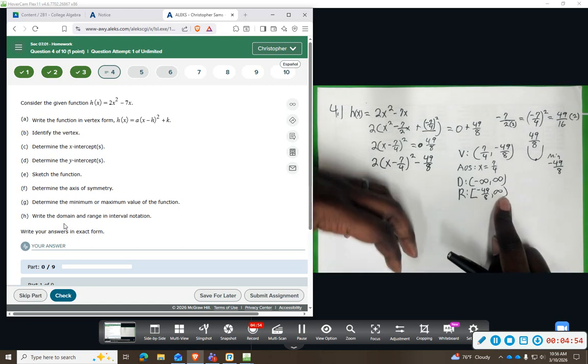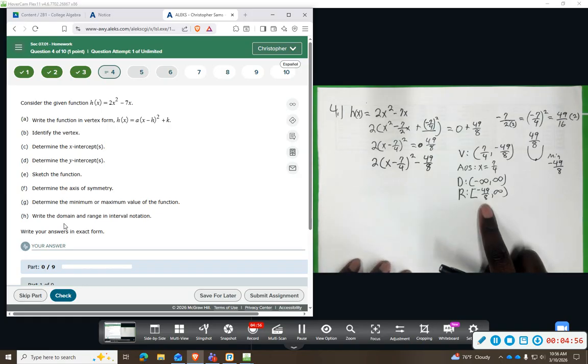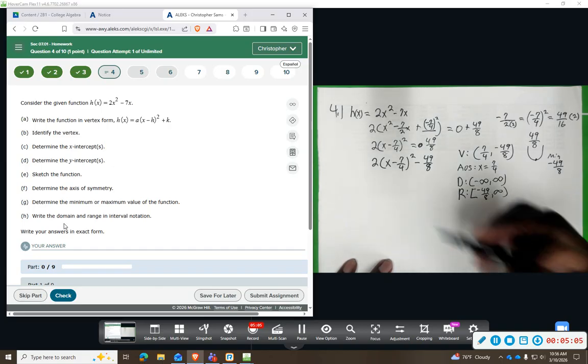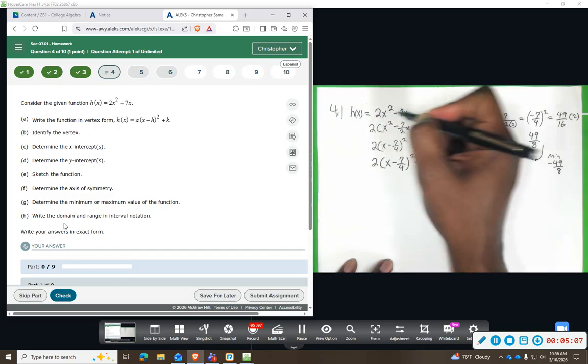I think that gets pretty much most of it. We can sketch it and what else are we looking for? Sketch. I think that might be, oh, x and y intercept. X and y intercept will be better to do from here.